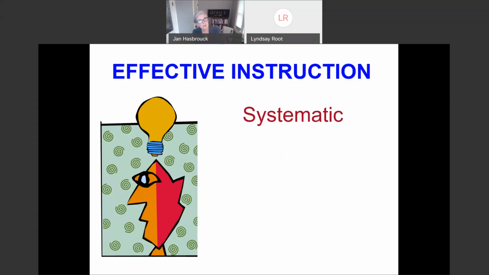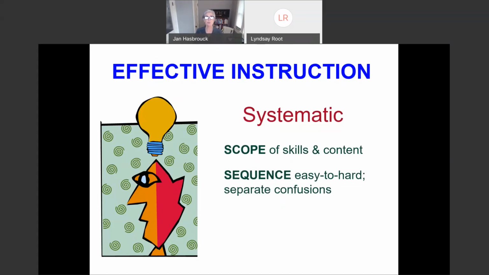What do we mean by systematic instruction? It means there's a plan, basically, that somebody has carefully chosen a scope and sequence of skills, making sure all the necessary skills are there. They're presented in a logical order, so easier skills come before more difficult skills, and skills that could be confused by students, like B and D and P and Q, are not all introduced at the same time. Those are separated out. And the sequence allows building of the skills and practice of skills and frequent reviews.